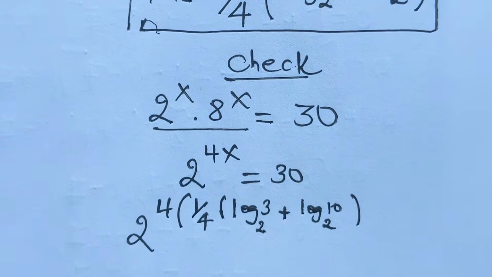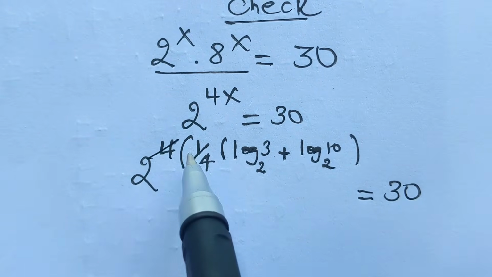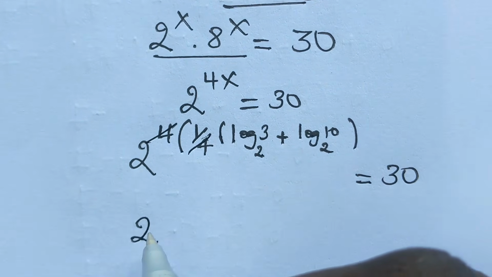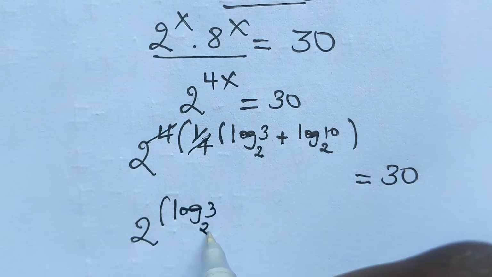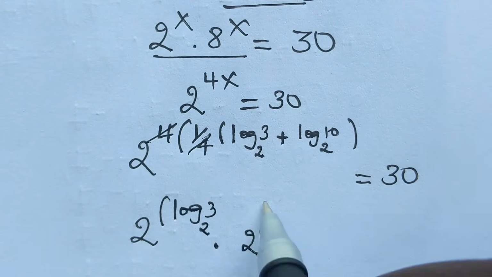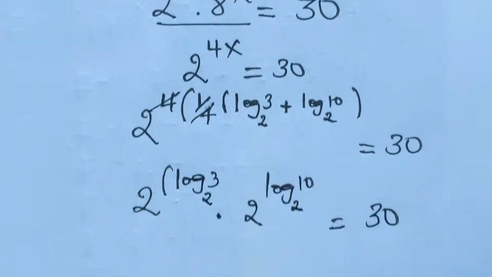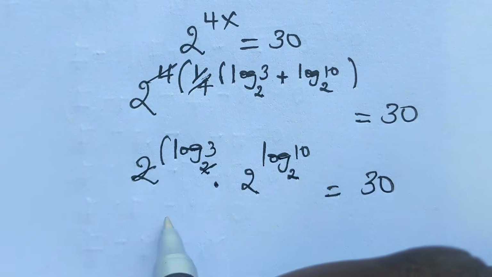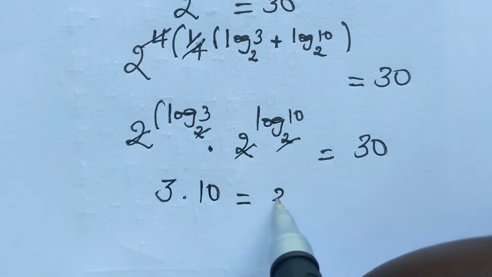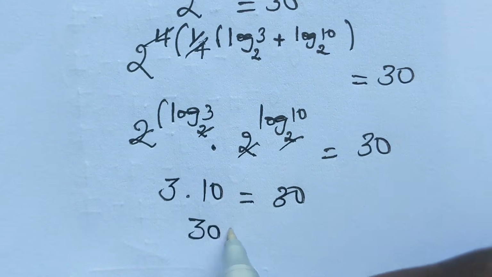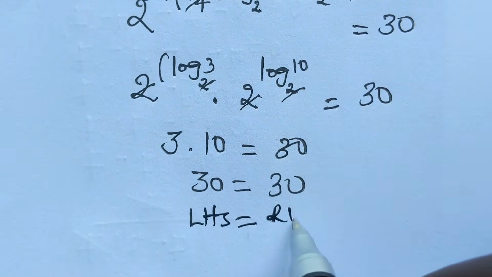So this should equal 30, and of course the 4 and the 1 over 4 cancel to get 2 power the logarithm of 3 to the base 2 times 2 power the logarithm of 10 to the base 2, which equals 30. This gives 3 times 10, which equals 30, and 30 equals 30. Left hand side equals right hand side.